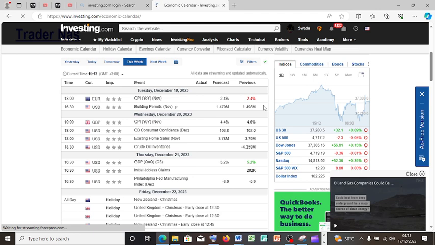Don't blame me. Okay, these are the key economic news fundamentals that we could have, starting from Tuesday, December 19, 2023, guys. We could have CPI on the euro. I don't trade euro, so nothing affecting what I do. We could have CPI on the pound.